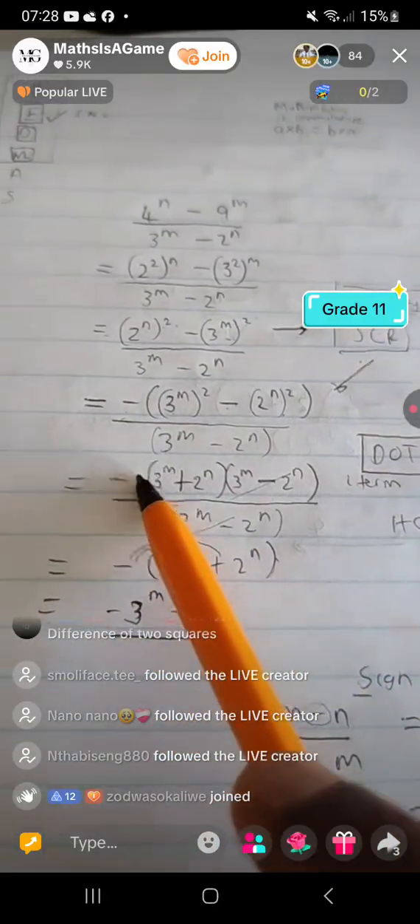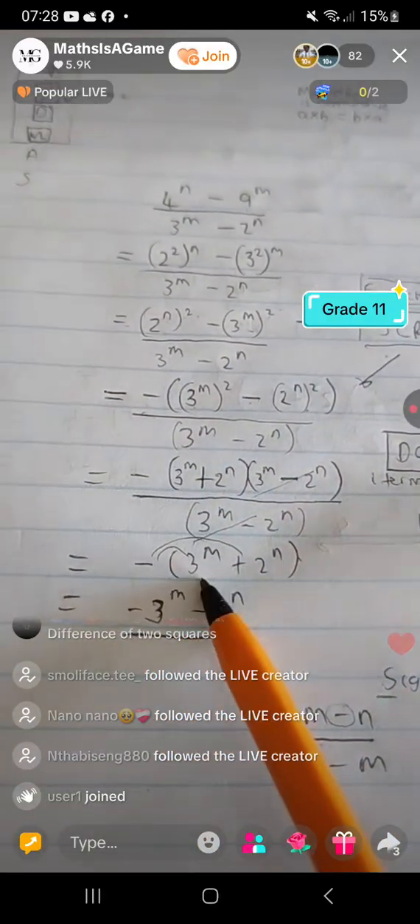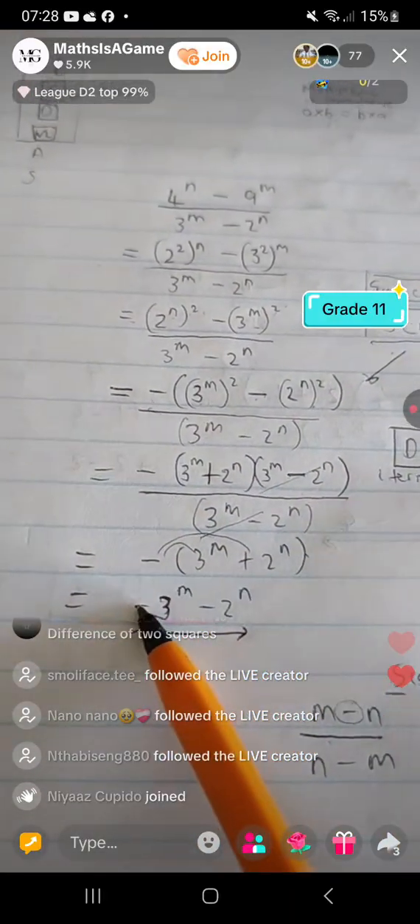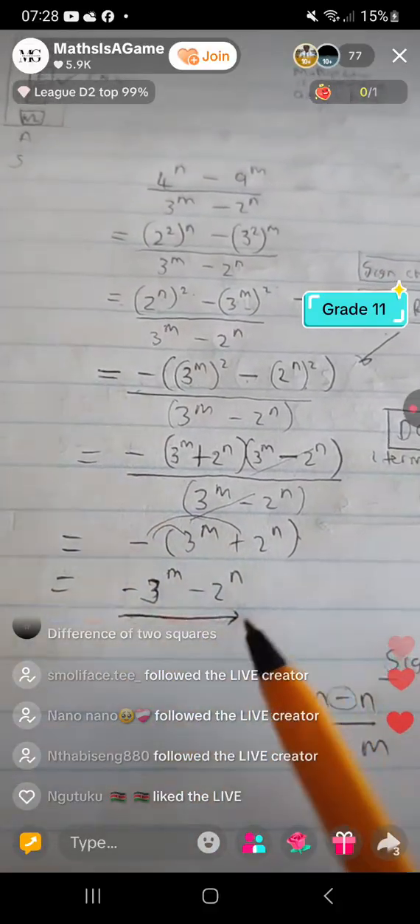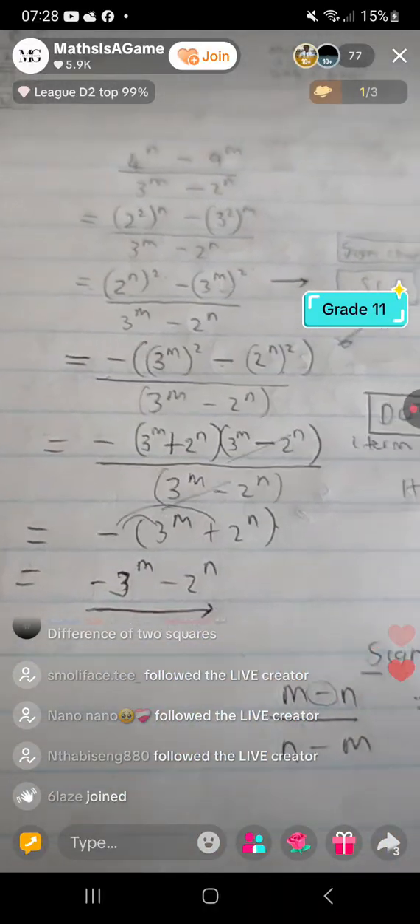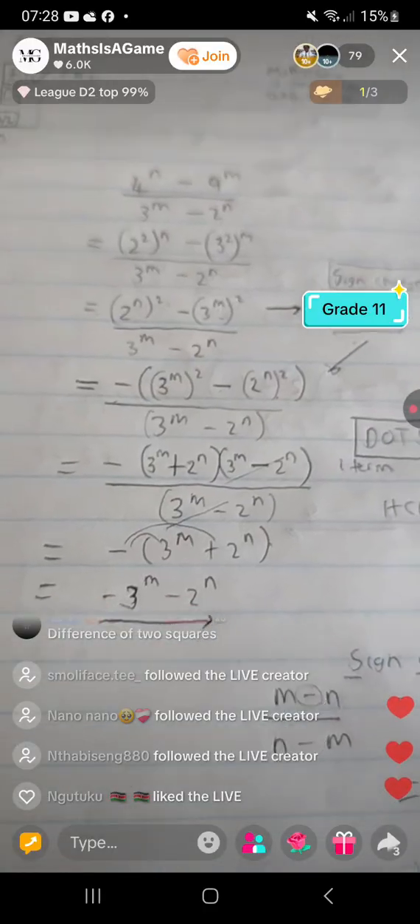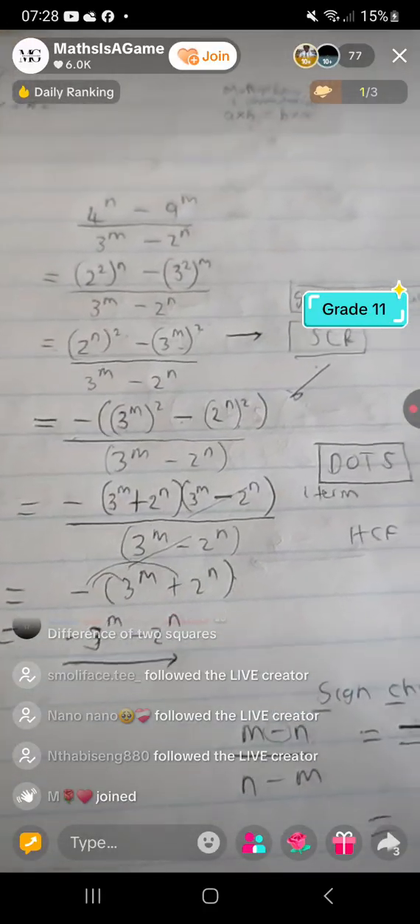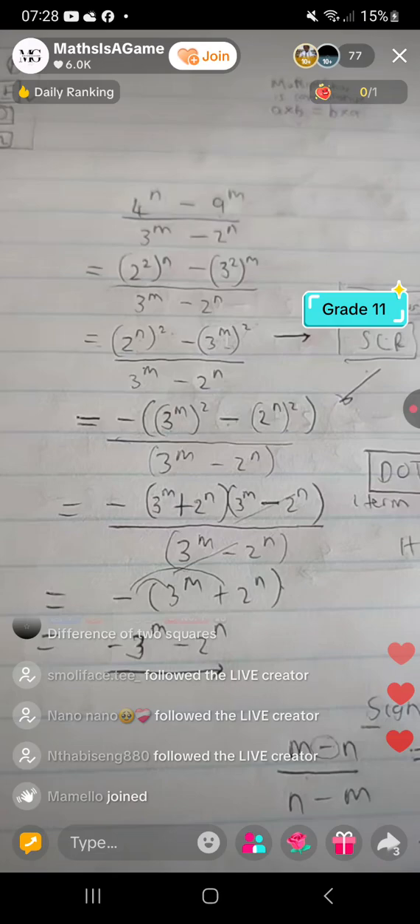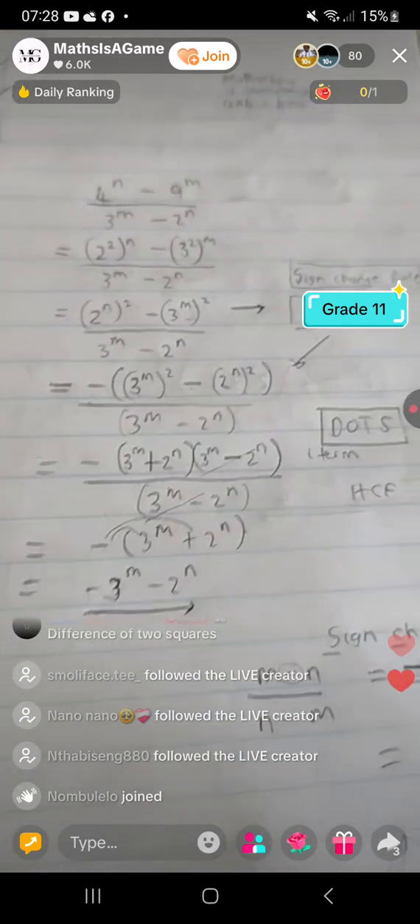And there we have it, guys. Our final answer is minus into 3 to the power m plus 2n. I then distribute the negative sign, and I get this as my answer. That is how we simplify that exponential expression. If you have questions, guys, please ask.